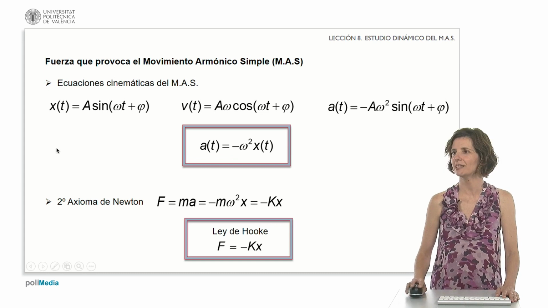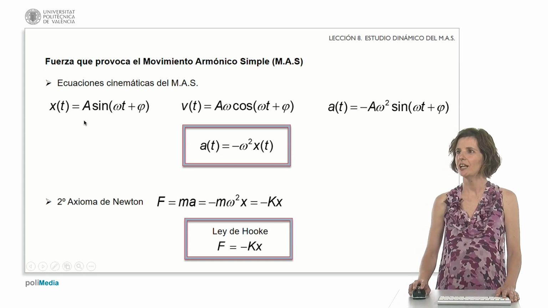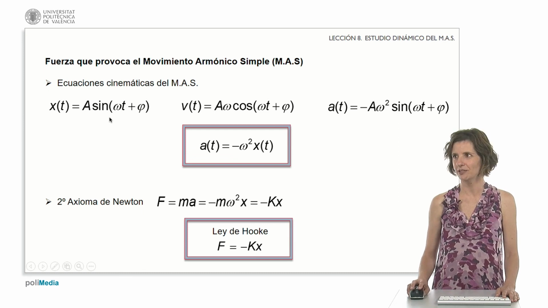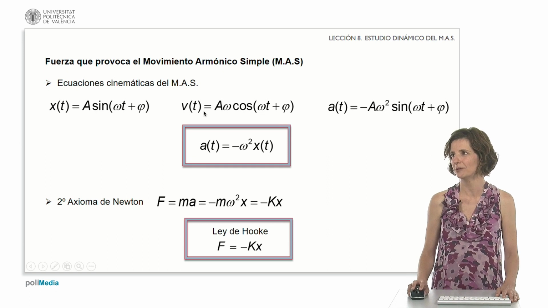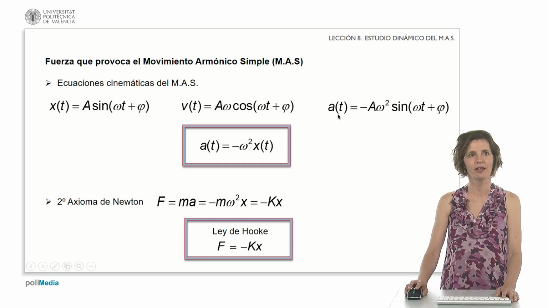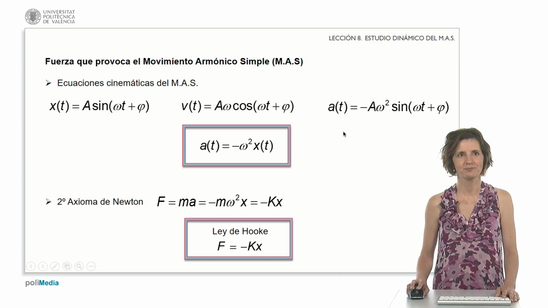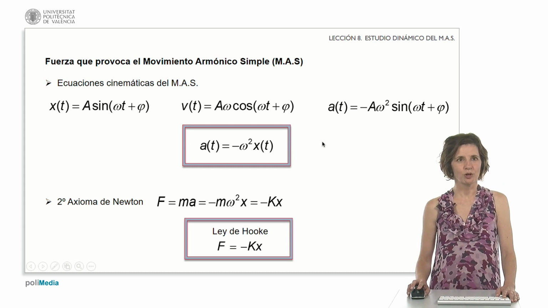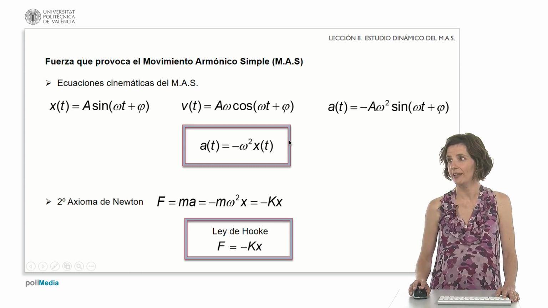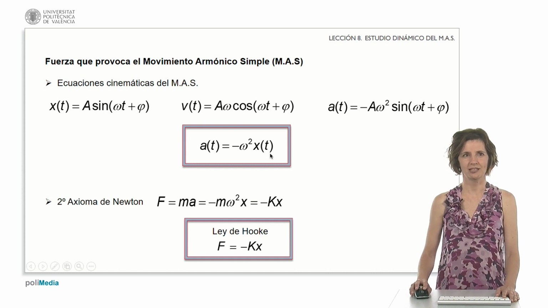Let's remember the kinematic equations of simple harmonic motion. They were sinusoidal functions. The elongation was x equals A sine of omega t plus phi. When we derived, we obtained the velocity, A omega cosine of omega t plus phi. And if we again derived the velocity with respect to time, we obtained the acceleration, minus A omega squared sine of omega t plus phi. We can say that the simple harmonic motion is the one whose acceleration is proportional to the elongation, but with negative sign.